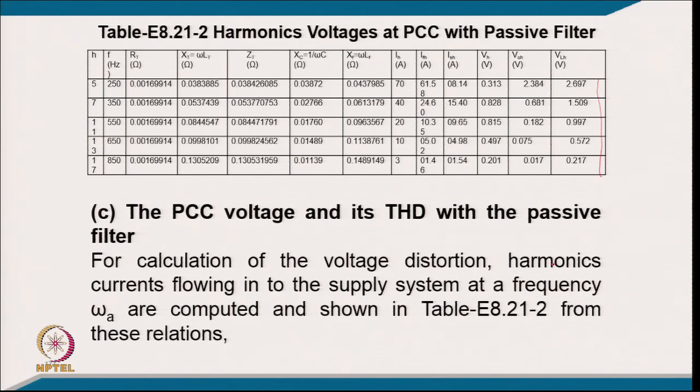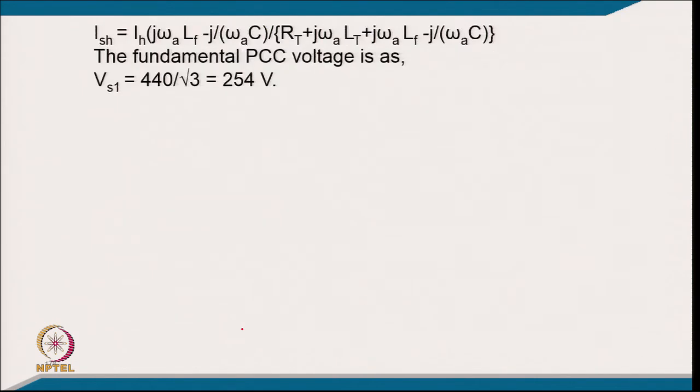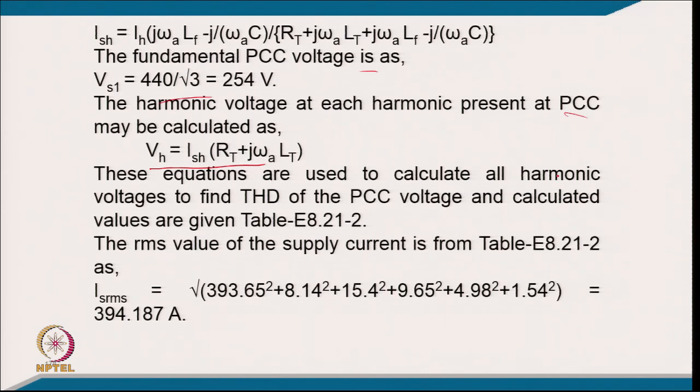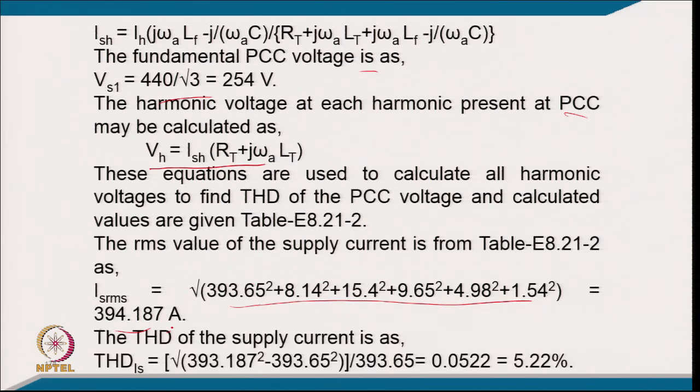So, now the PCC voltage and TAD can be calculated with the passive filter. For calculation of the voltage distortion, the harmonic current flowing to the supply system is given here in the table. From this relation we can find IS. The fundamental PCC voltage is 415 by root 3, 254, and the harmonic voltage at different harmonics is IS into this impedance, and these equations are used to calculate the harmonic voltage to find out the PCC voltage. If you take all the harmonic currents from that table, it comes to 394.187 ampere only, and from the shunt filter source current you can calculate the fundamental voltage.